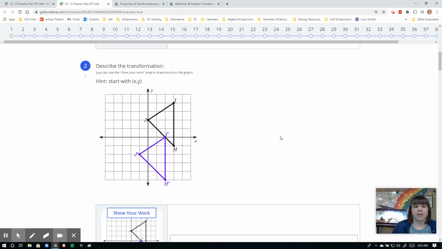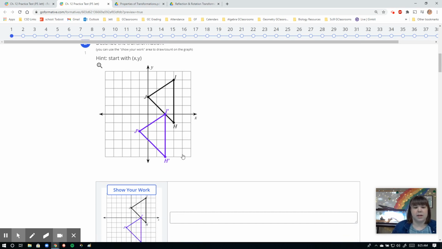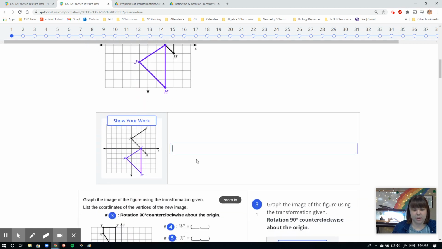For number 2, it says describe the transformation, and there's a hint we need to start with x, y. So when I look at this image and pre-image, it looks like the pre-image, J, I, H, we still have the same order, J prime, I prime, H prime. So it looks like it's just been sliding down and to the left. So that's a translation. So we can write what's happening with the translation if we copy this. So I'm going to go ahead and copy that little X and Y. And then we need to draw a little arrow that means X and Y is going to map to.